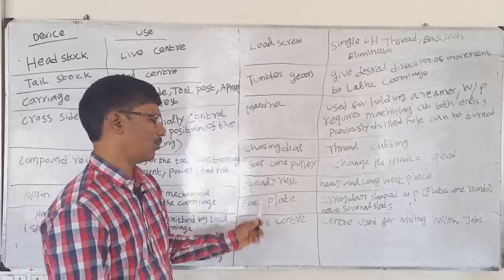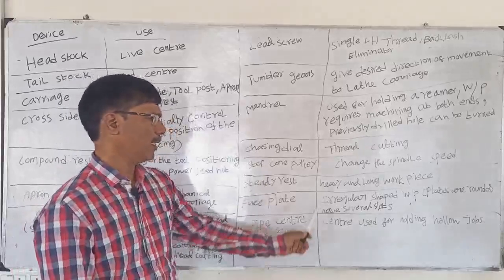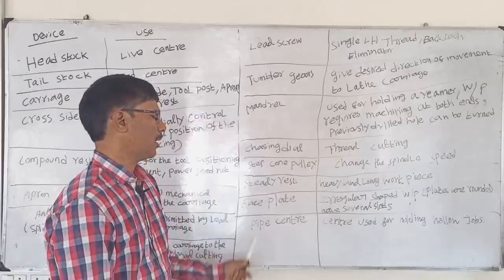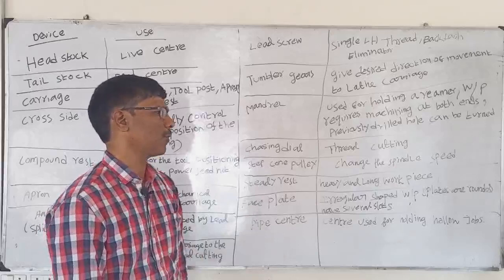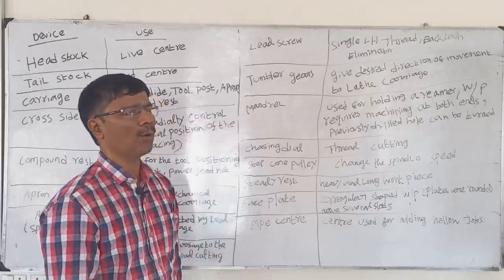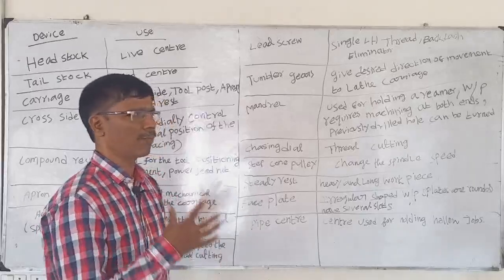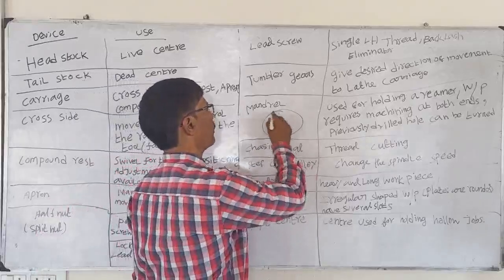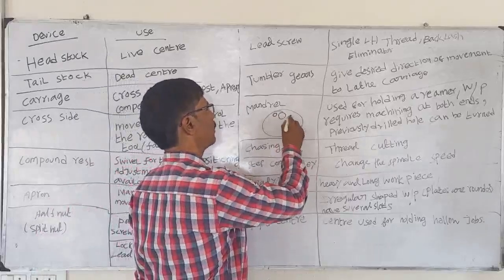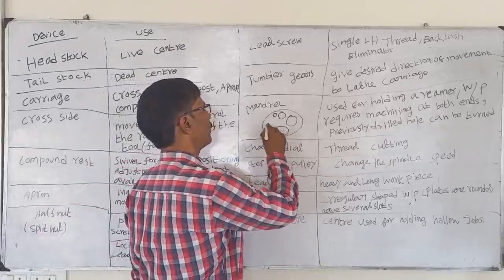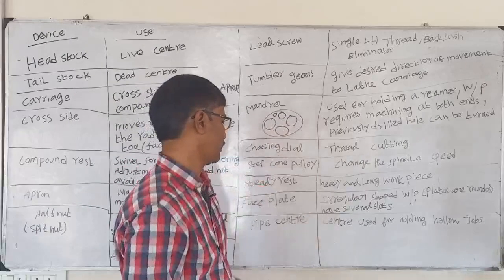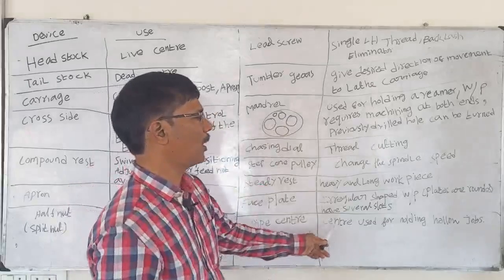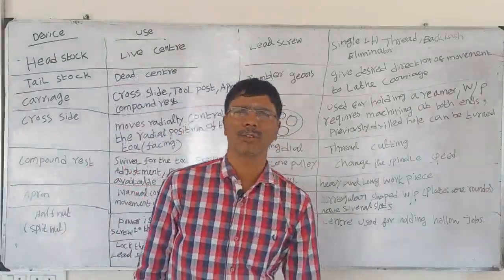The steady rest is an important question. It is used to support heavy and long workpieces. Face plate: an irregular shaped workpiece can be mounted with the help of the face plate. Face plate is a plate which consists of holes of different diameters. This is a plate, which means it may consist of many holes. So this type of plate is called a face plate. And pipe center is a center used for holding hollow jobs.